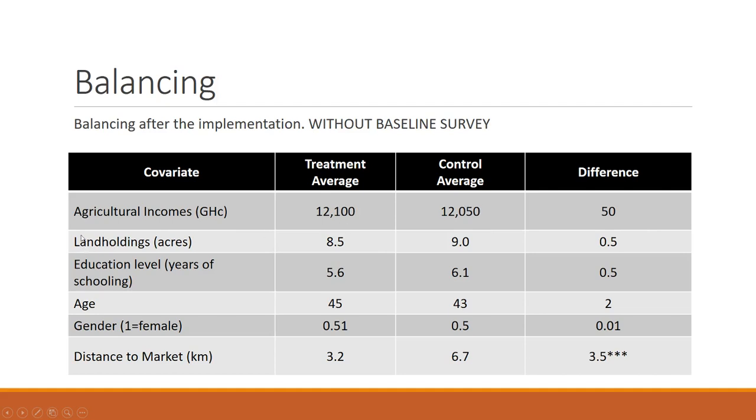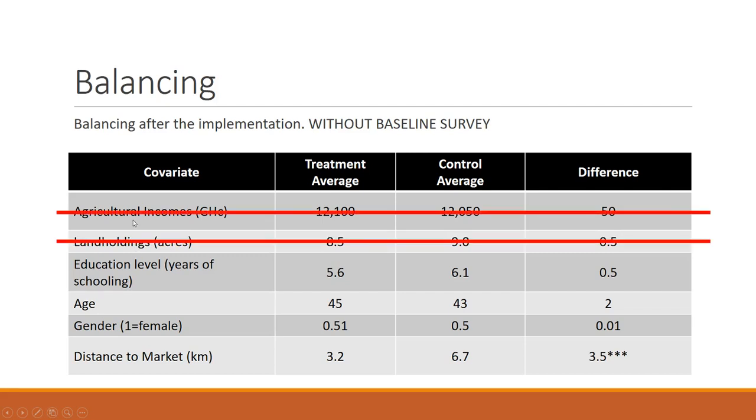Land holdings, they might be affected by the treatment. You know, if you get fertilizer, maybe that's going to increase your yields, and so you go and you buy more land because now you have fertilizer. All right, so land holdings might be affected by the treatment, by the intervention. So we cannot include those. Education level, usually we're measuring the education level of the household head or the education level of the farmer. It's very unlikely that when the farmer gets fertilizer, they're going to go back to school. When they get fertilizer, they're going to work even harder on their farm.